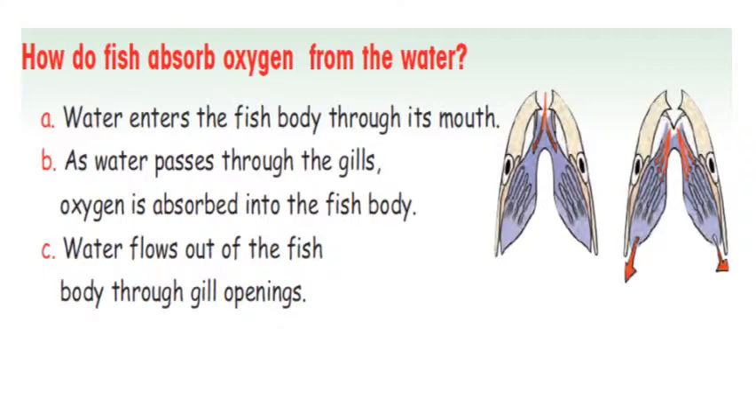So from where did the water leave? From which part of the body of the fish? Through gill openings. So this is how the fish takes oxygen from the water. The water moves inside through its mouth. The gills will take oxygen from the water. Then the water will leave through the gill openings. Okay?